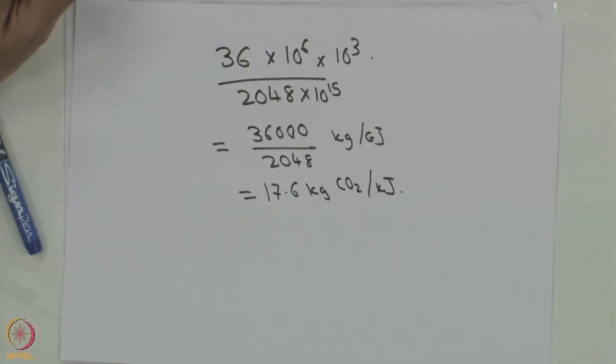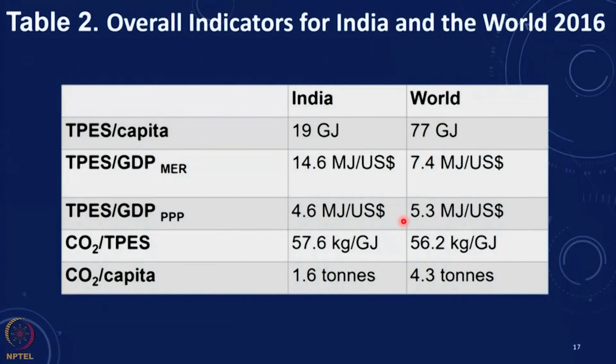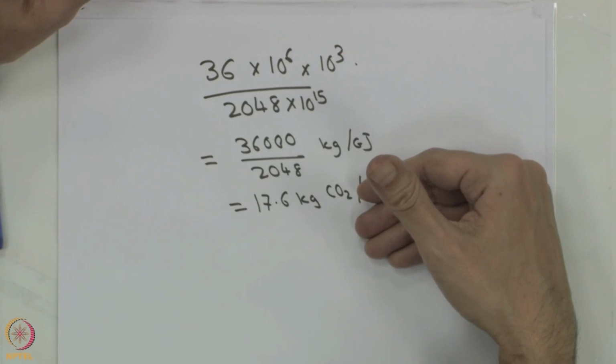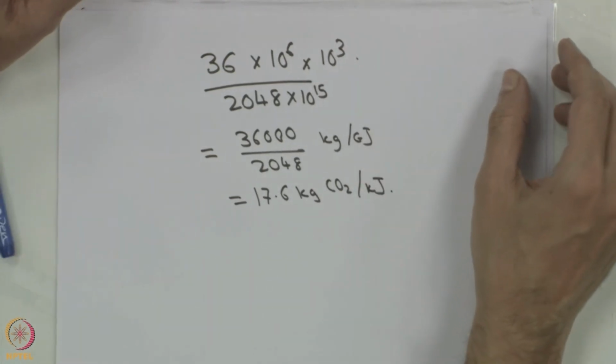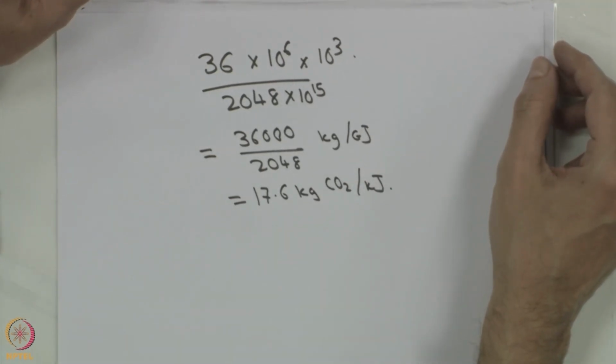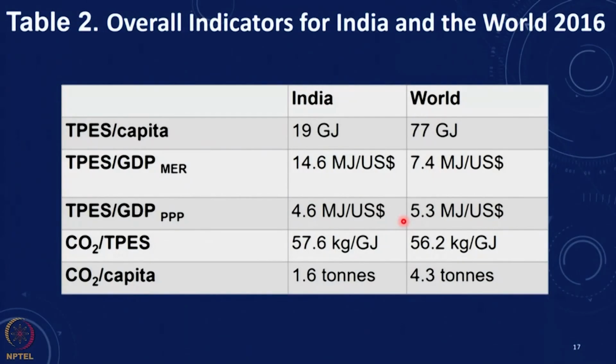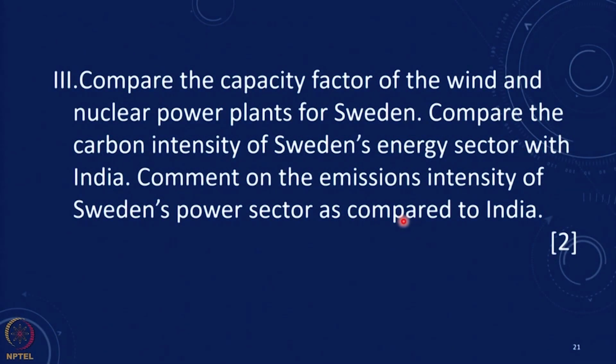Let's look at what the India numbers were. CO2 per primary energy for India and the world are almost the same. Sweden is lower than this, and the reason is that Sweden has a significant share of renewables and hydro, while India is predominantly coal based. So we expect that the emissions intensity of Sweden's power sector is going to be significantly lower than that of India.